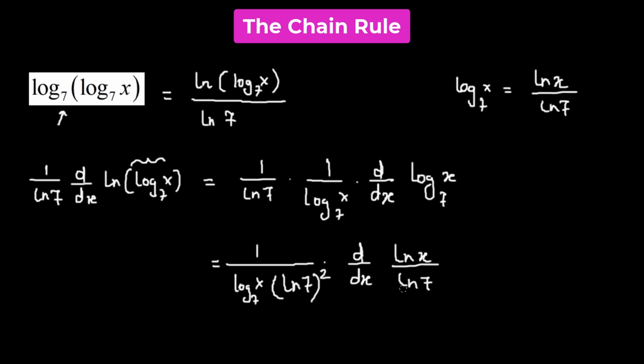So let's get rid of this natural log from here. So we have to finally find the derivative of natural log of x, which is simply 1 over x. And our final answer is going to be 1 over x multiplied by log of x to the base of 7 times natural log of 7 whole squared. So this is the derivative of the given function with respect to x. Let's move on to the next question.